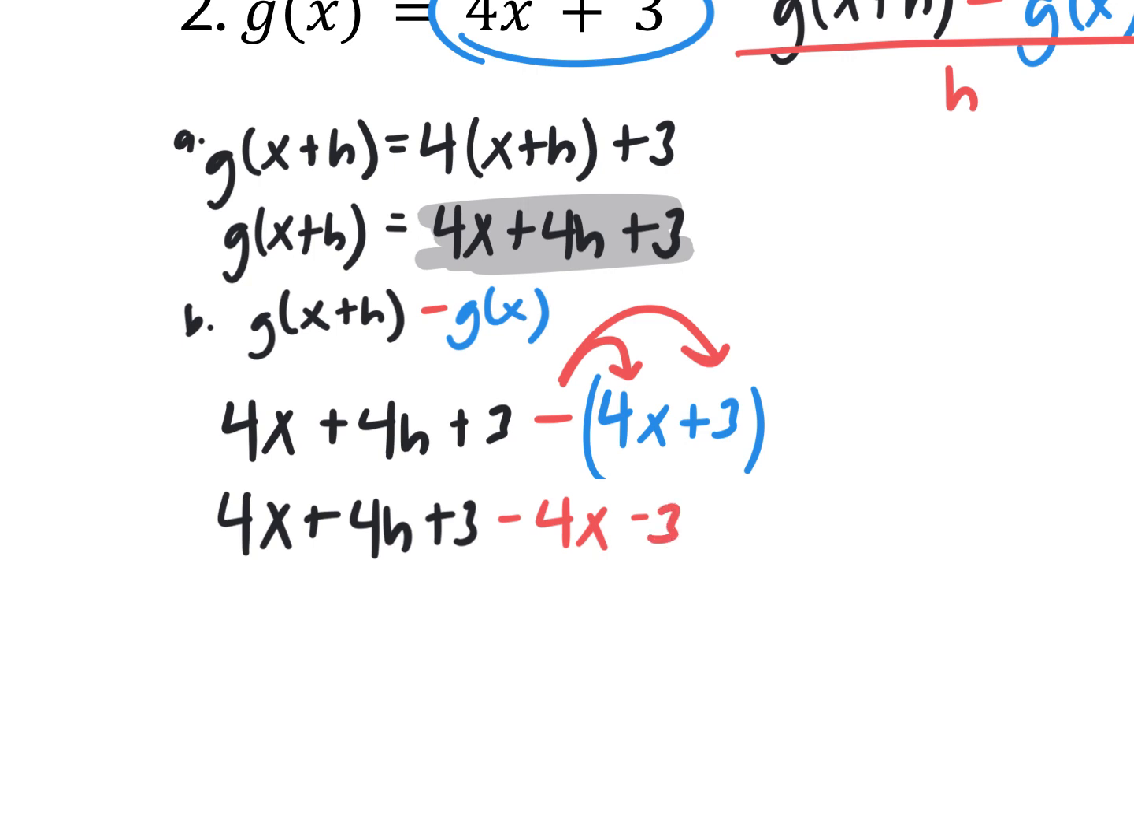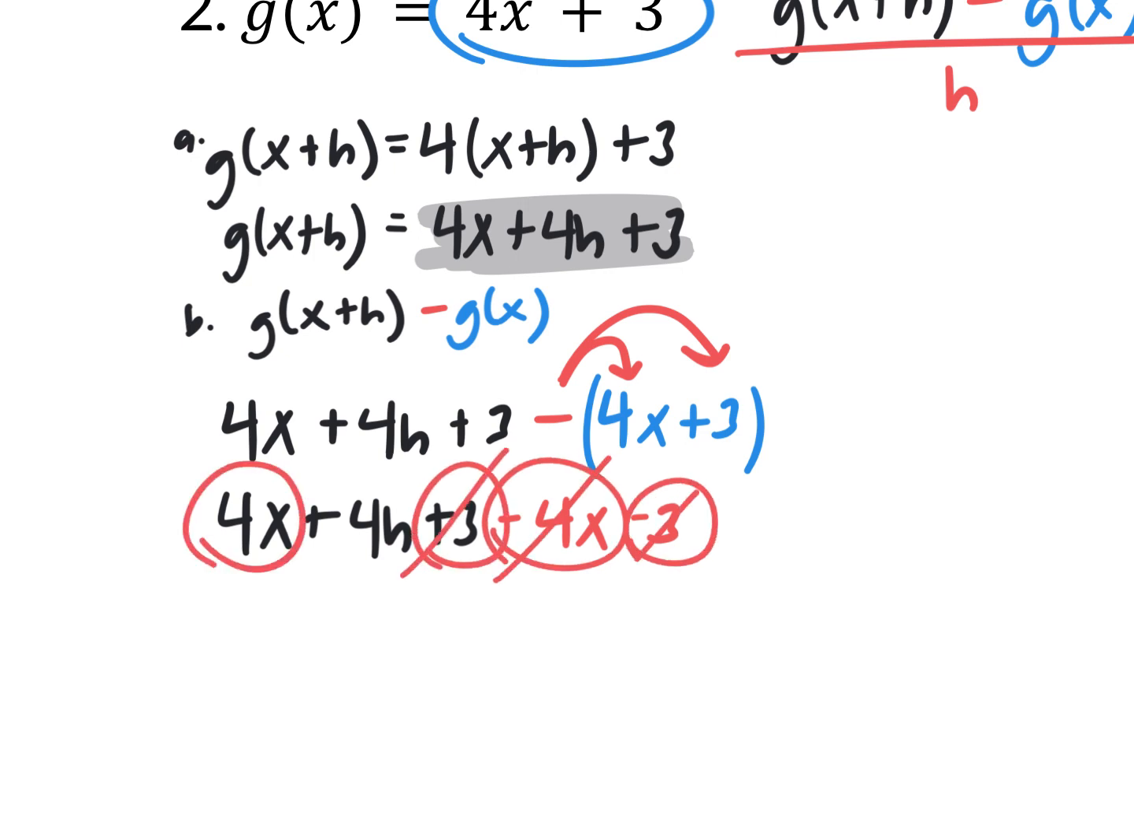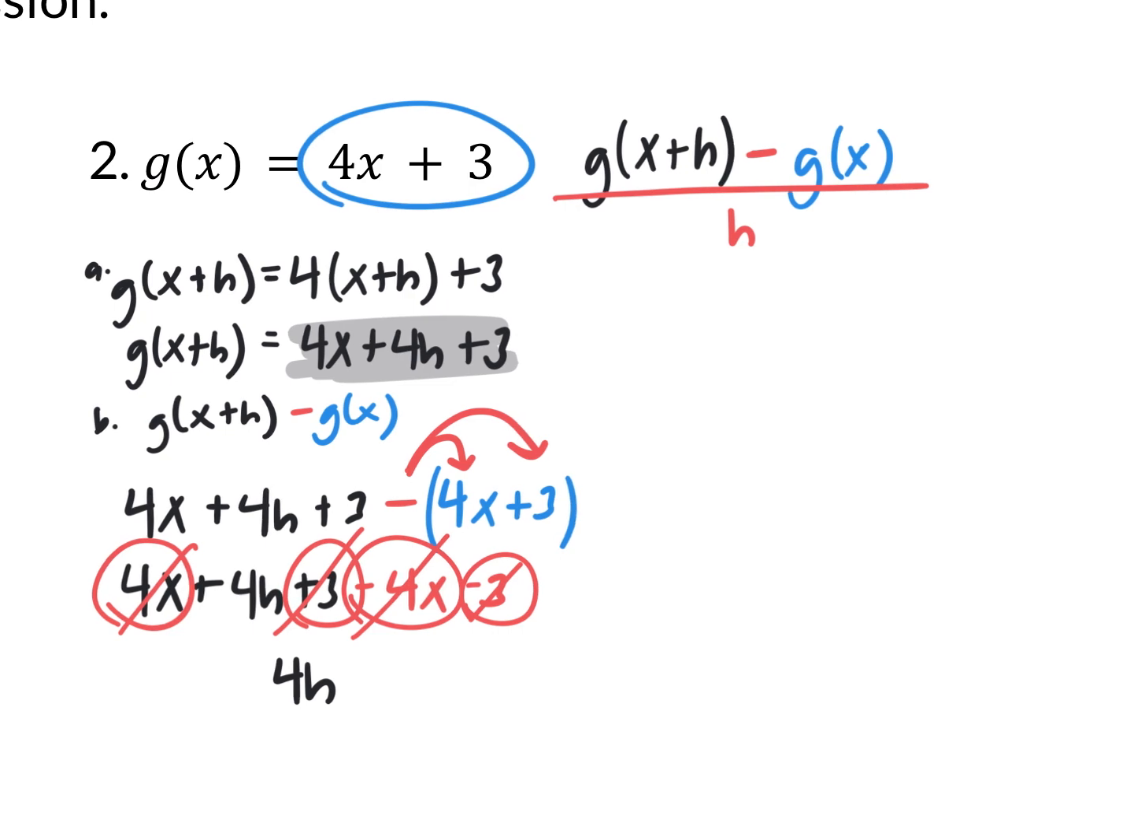Okay, so now what goes away? What cancels out? Yeah, the 4x's and the 3's go away, right? So all of those are now gone. And I'm left with just 4h. Okay, so remember this 4h part is actually just the top of my difference quotient, right? That's all I just found. The g of x plus h minus g of x.